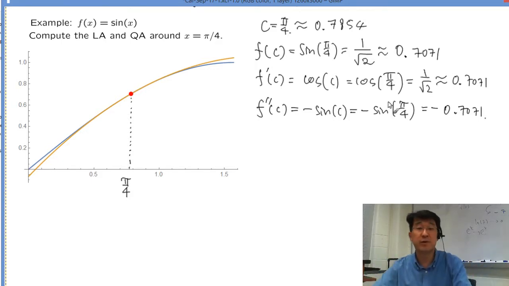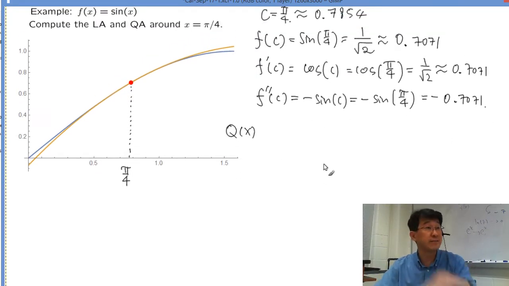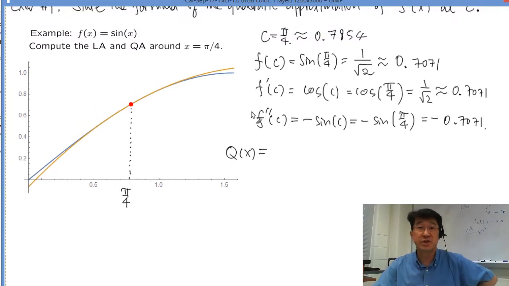In the quadratic approximation, I'm going to write Q of x. I'm not going to write f of x. It's Q of x, a different function. It looks a lot like it. So Q of x is exactly equal to. What is the very first term? Does anyone know what the very first term is? f of c, what is it in decimal? Right, 0.7071. All right, what is the next one?